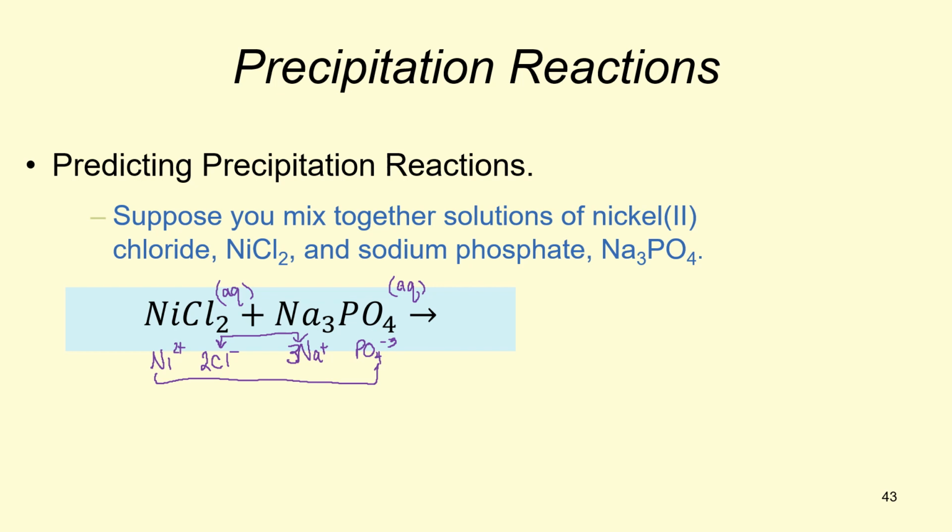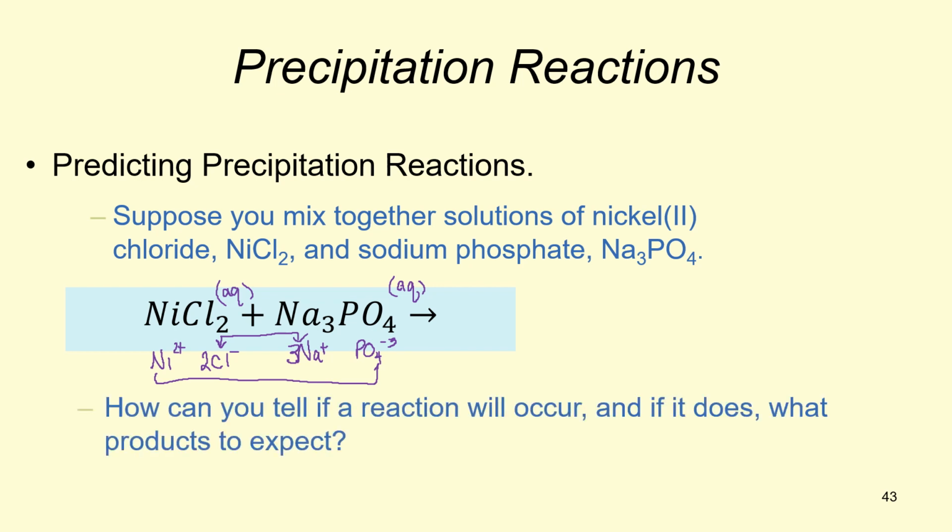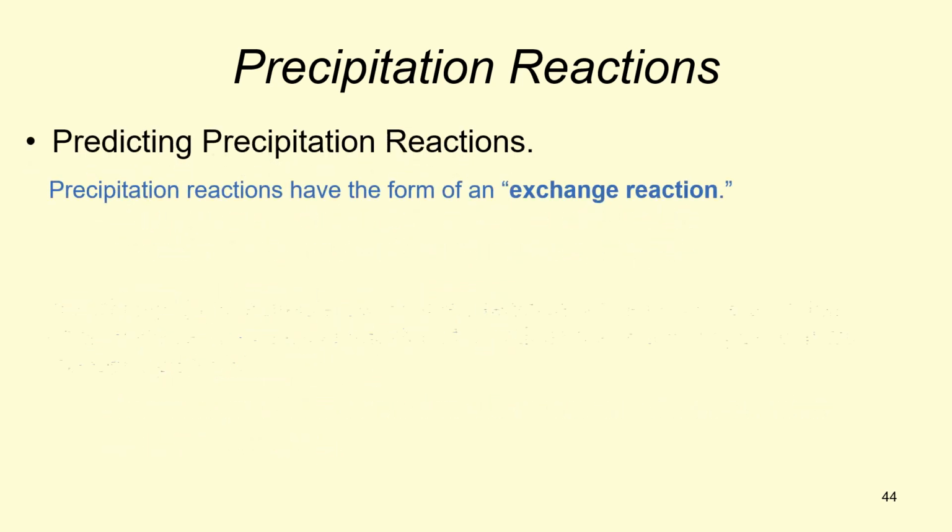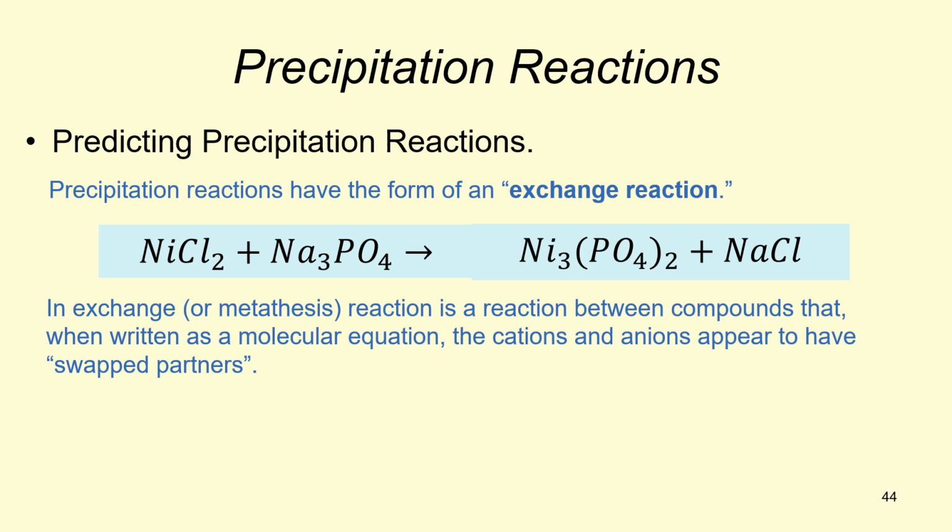So what's going to happen is you're predicting what the products are. How do you tell if a reaction occurs and what to expect? Like I said, we're going to swap partners to figure out what our products are. So let's look at the next slide. Let me go through this a little more carefully. These are our products.